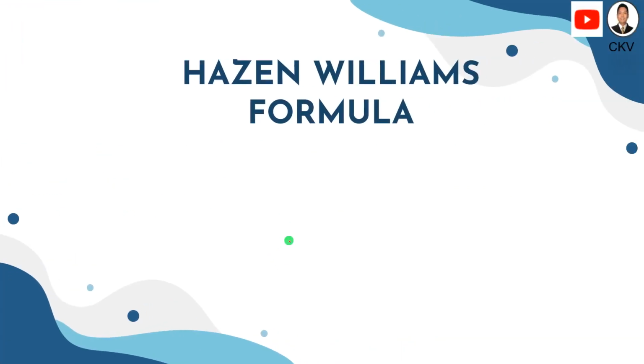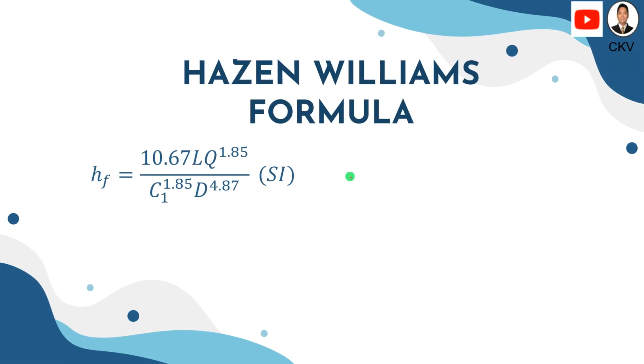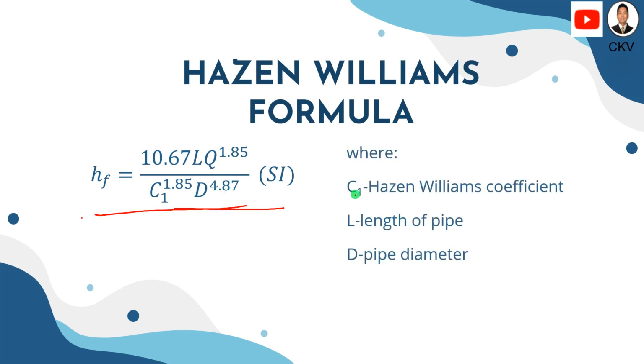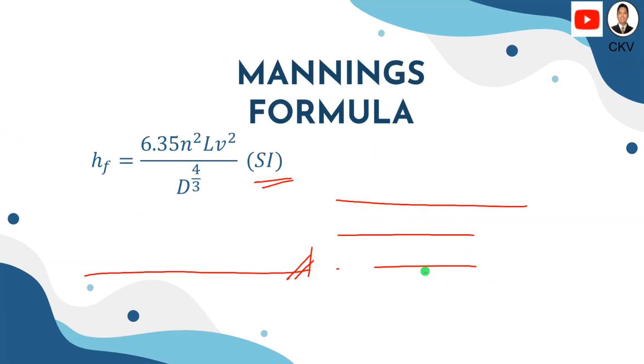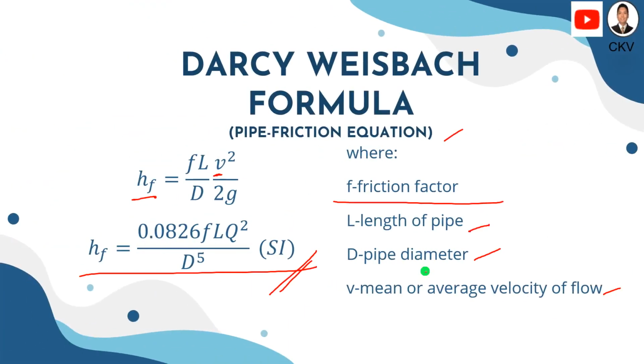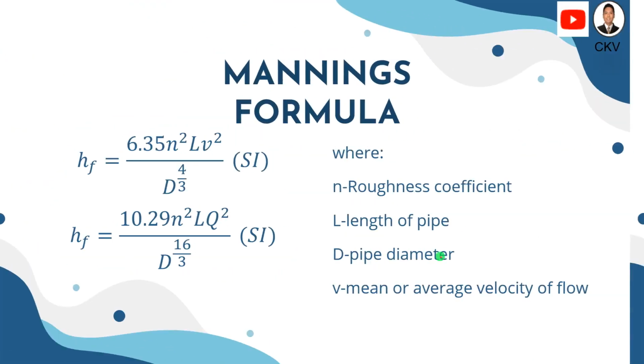And the last one is the Hazen-Williams formula. So in the Hazen-Williams formula, we have hf equals 10.67 L Q raised to 1.85 over C1 raised to 1.85 times D raised to 4.87. C1 is your Hazen-Williams coefficient, L is the length of pipe, and D is the pipe diameter. So here are the three formulas that we use in solving the head loss in a pipe.